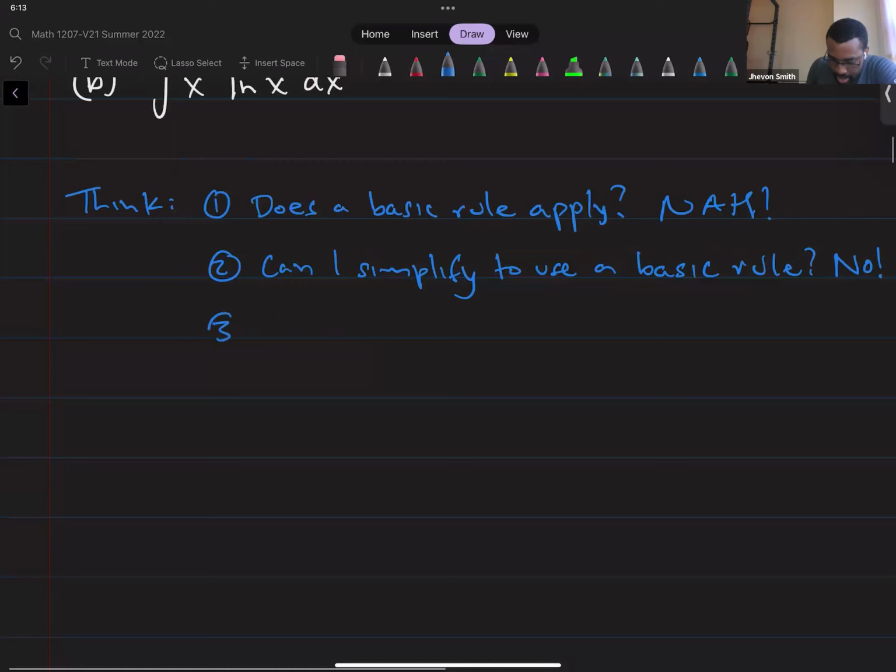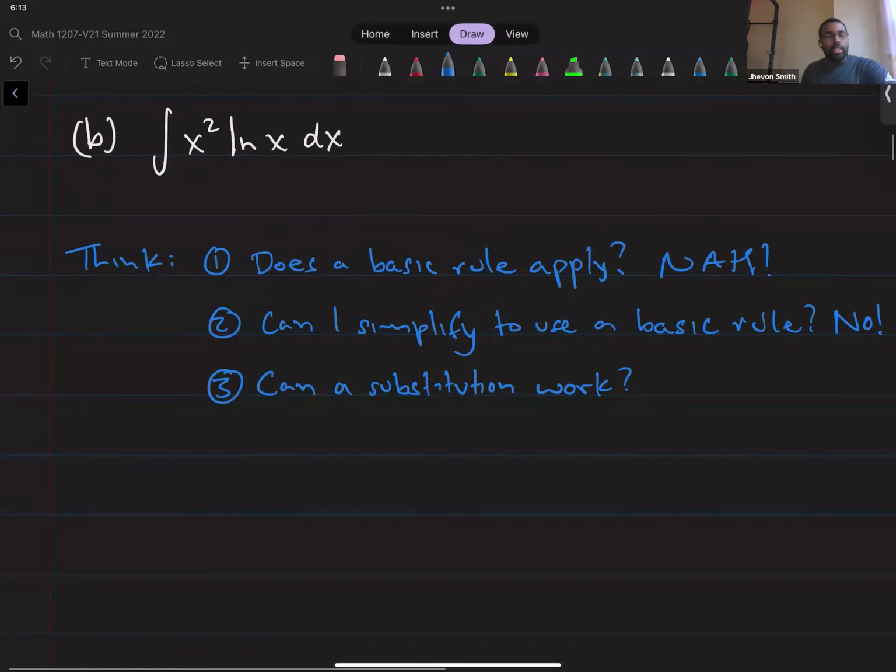The third thing you're going to think is, can a substitution work? Now, this one does take a little bit of experience to see, but you're always going to try it in your head. I'm going to save you some time and tell you that no, not really. But you would actually look to see if that would work. So you'd eyeball this and ask, if I were to do substitution, what would I do? u equals x squared, then you get du equals 2x. I don't have an extra factor of x lying around. That's not really going to help.